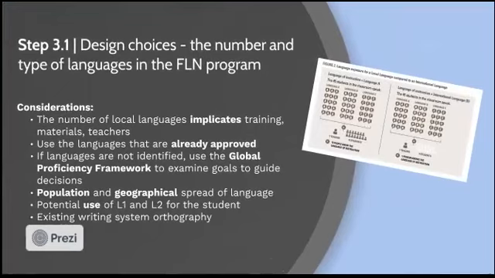If languages haven't been identified, or if there is interest in changing them, consult the Global Proficiency Framework for its literacy and numeracy goals for grades 1 to 9. Use languages that are used by more of the population so it reaches more students. And use a language that has a wider geographical spread so that more jurisdictions are engaged. Consider the utility of the potential language for students. It makes sense, and it's their right, for students to learn to read and write well in the language that they use in everyday situations.